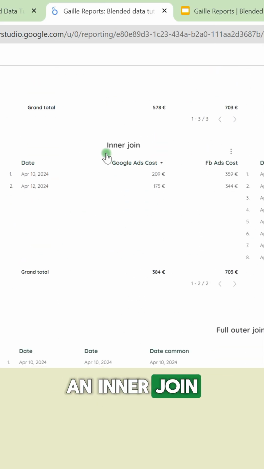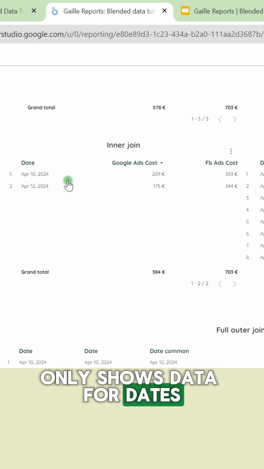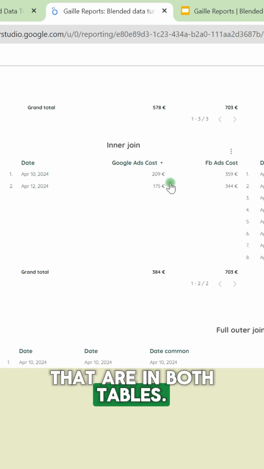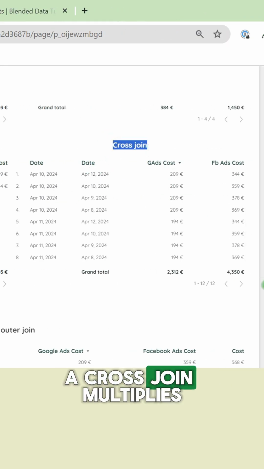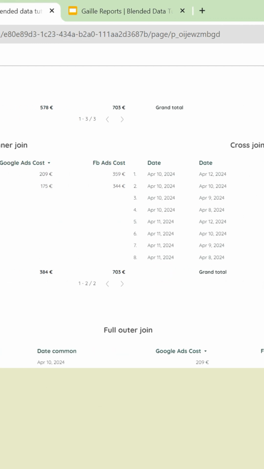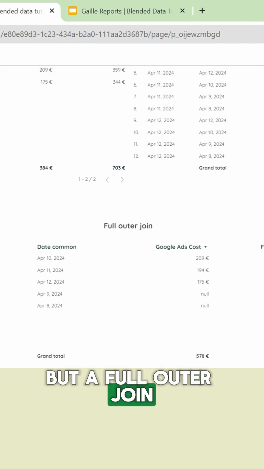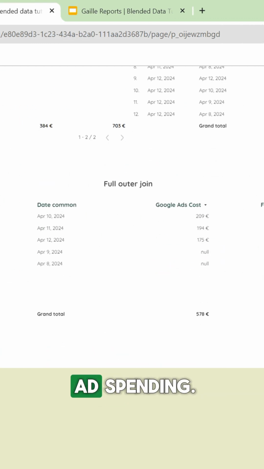An inner join only shows data for dates that are in both tables. A cross join multiplies values from both tables. But a full outer join is what we need to find the total ad spending.